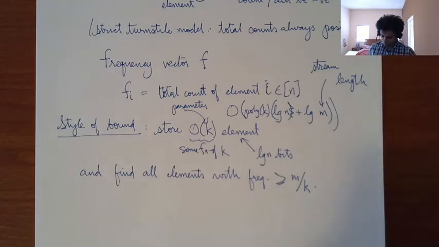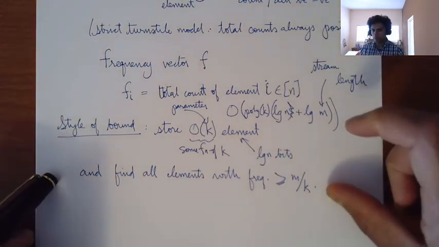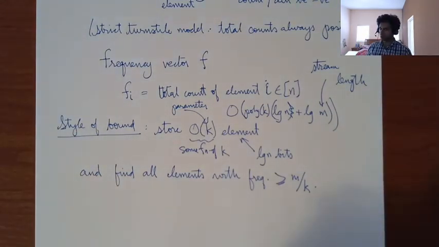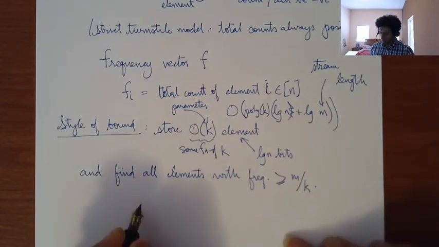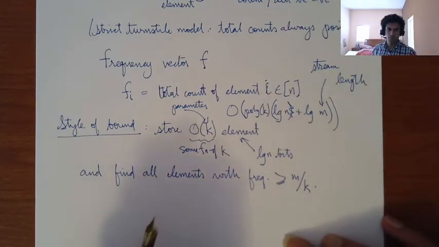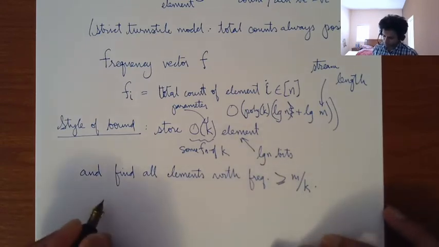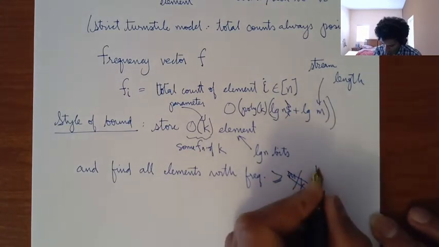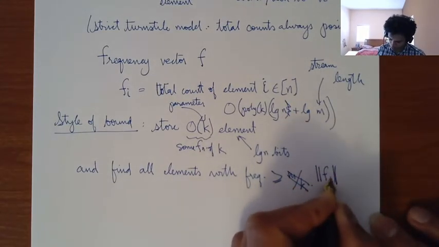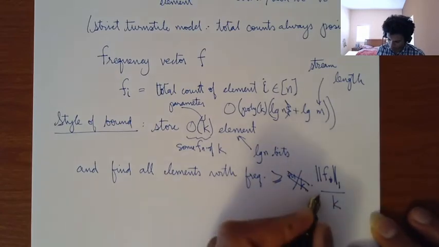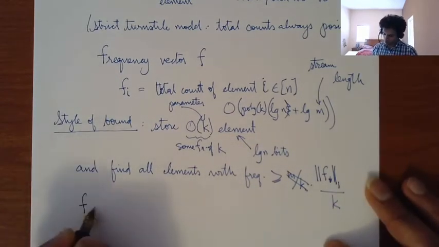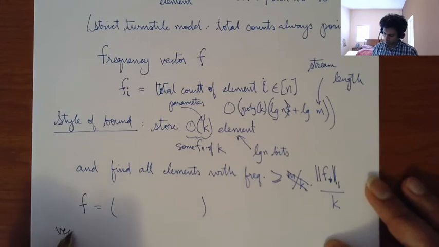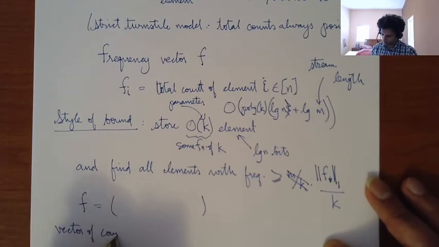Is this meant as a means to an end to answer the previous problem, where you have increments and decrements? I'm just telling you the style of the final bound that we're going to get. I sort of abuse notation here, and I'm being a little unclear, so let me be more precise. Let's just say that I want the 1 norm divided by k, where f is this vector of counts.